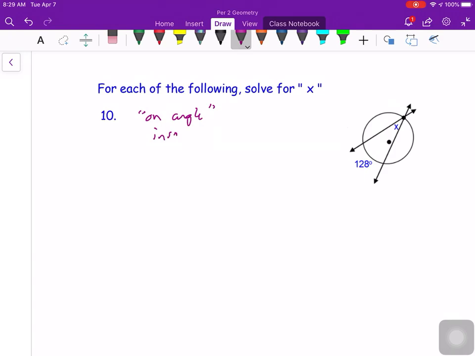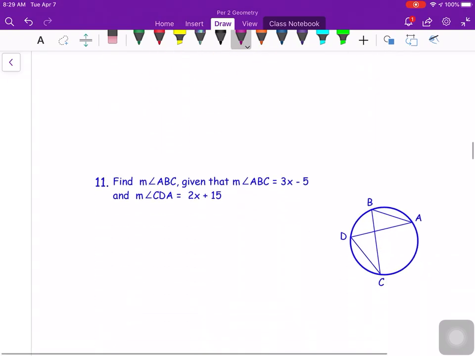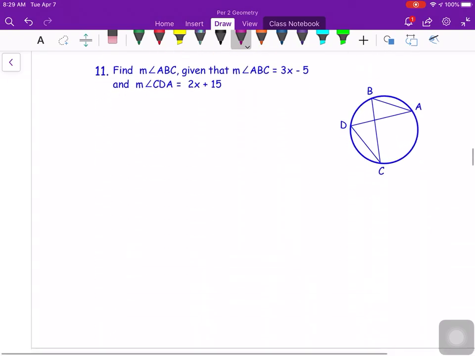The next one, this was one that we called an on angle. It's inscribed. It's equal to half the arc. So the X will be equal to just half of 128. X would be equal to 64.